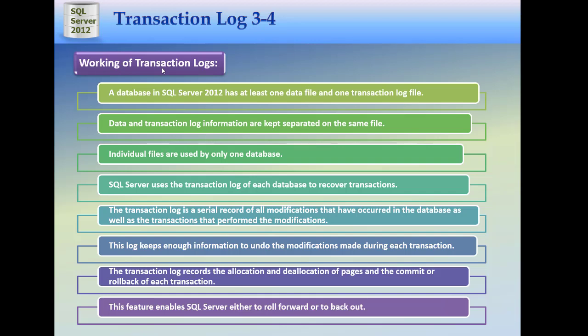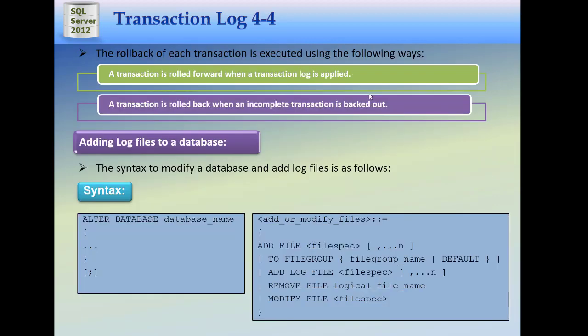We'll see this in a later session. And the transaction log records the allocation and deallocation of pages and the commit or rollback of each transaction. This feature enables SQL Server either to roll forward or to back out of a given transaction. The rollback of each transaction is executed in the following ways. A transaction is rolled forward when a transaction log is applied. A transaction is rolled back when an incomplete transaction is backed out.